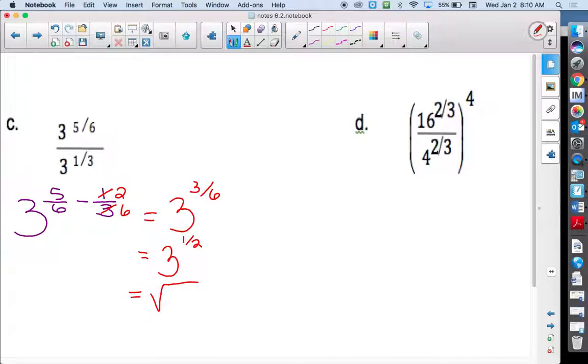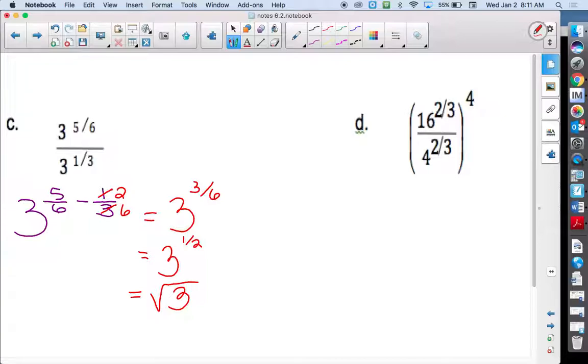So we have the square root of 3. So change, so you have a common denominator. 1/3 is really 2/6. You have to multiply each by 2. Subtract 5/6 minus 2/6 gives us 3/6, and then reduce and make it into a radical. Questions?